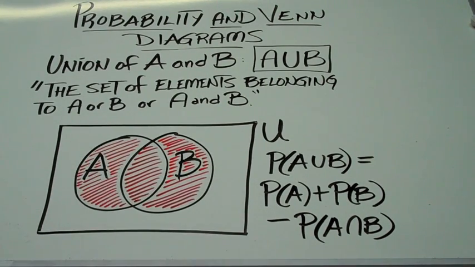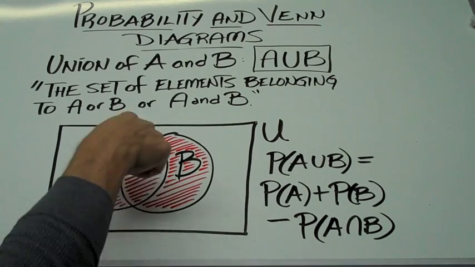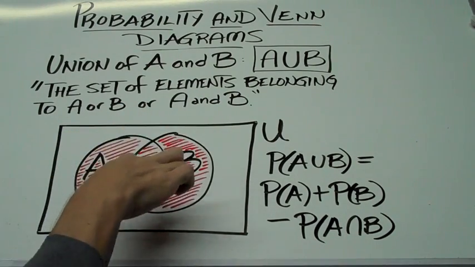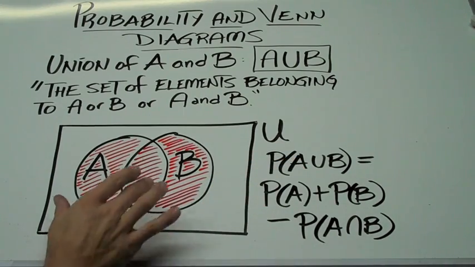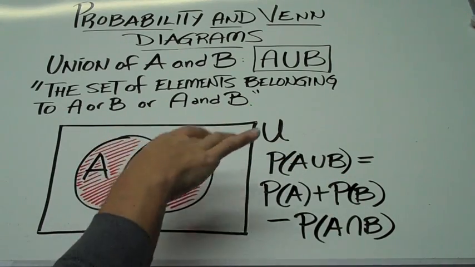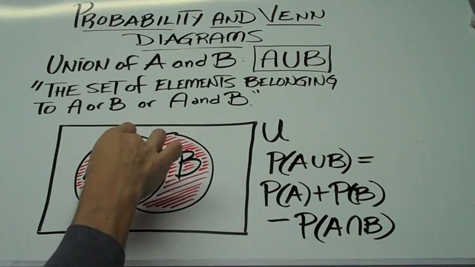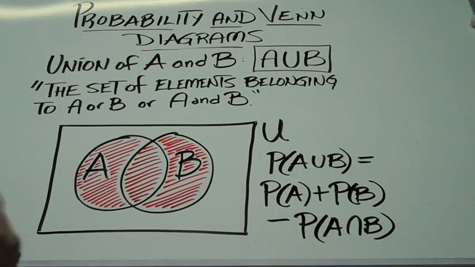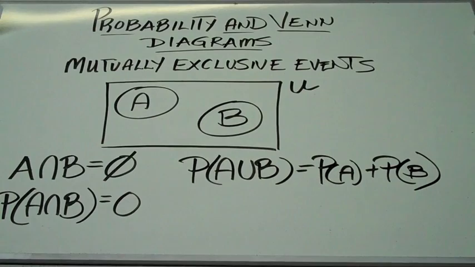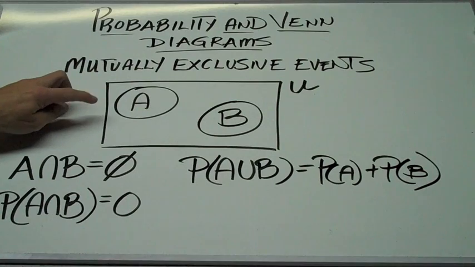But we have to be careful when considering the probability of A union B, because if we count A and then we count B again, we're counting this overlap twice. So it turns out that the probability of A or B is equal to the probability of A plus the probability of B minus 1 times the overlap, because we've counted it twice. So you must remember this formula. The probability of A union B is the probability of A plus the probability of B minus that overlap, because we've counted it twice.